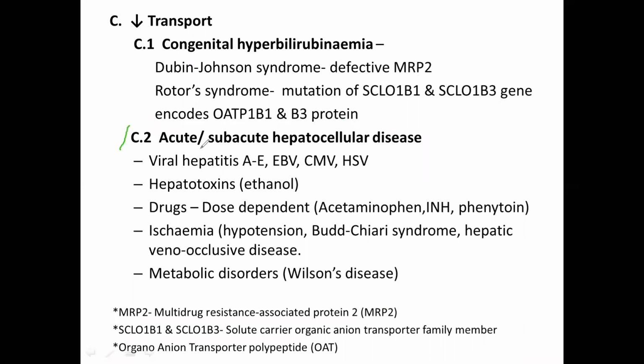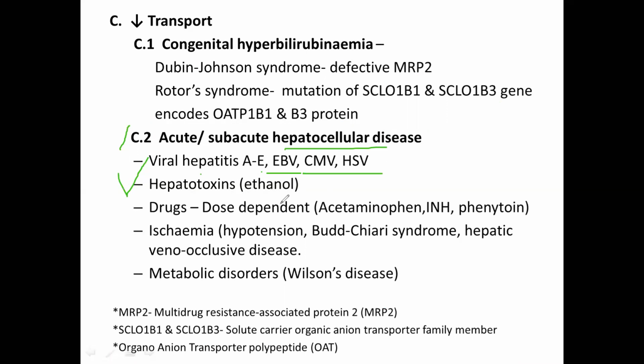The next one is acute or subacute hepatocellular diseases, which may be viral infection of liver cells, that is all the A to E hepatitis viruses, hepatitis A, B, C. So all these are the viruses. Then Epstein-Barr virus, cytomegalovirus, or herpes simplex virus. So all these are the infections which can cause hepatocellular injury.